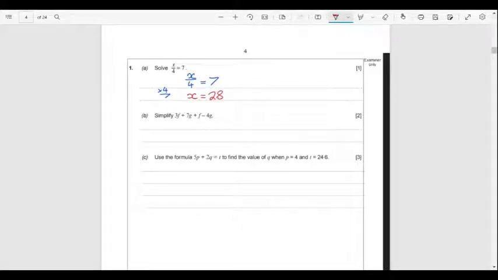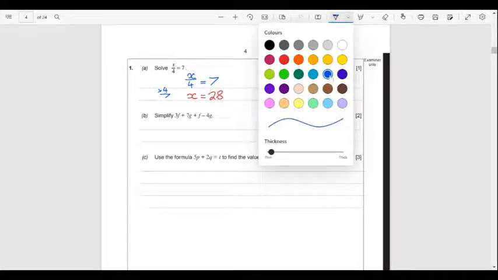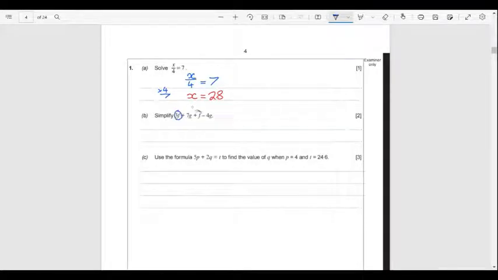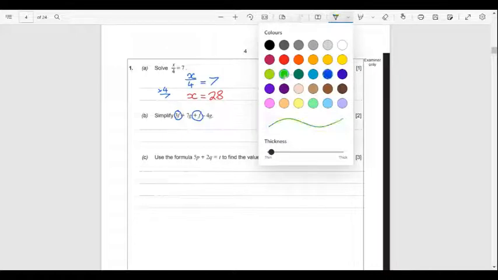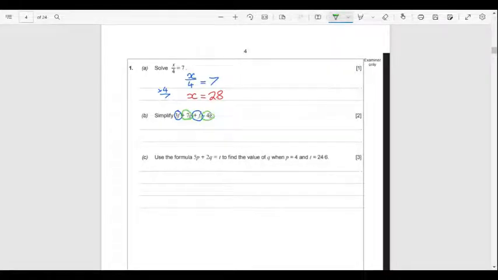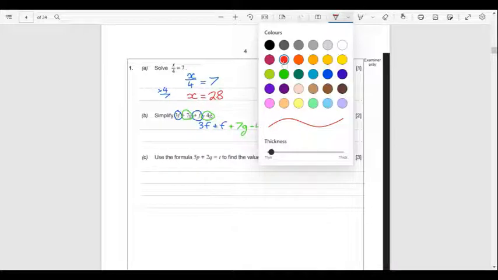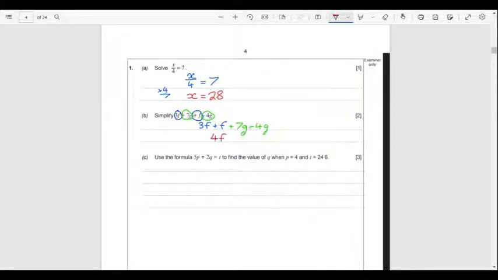For the second one then, we need to simplify the expression 3f plus 7g plus f take away 4g. If we just circle the like terms, I've got 3f and plus f there, and then plus 7g and minus 4g. If I write those out again, 3f plus f plus 7g take away 4g. To finish off, 3f plus f is 4f, and 7g minus 4g is plus 3g. So 4f plus 3g.